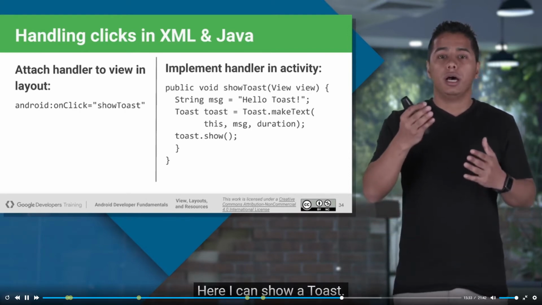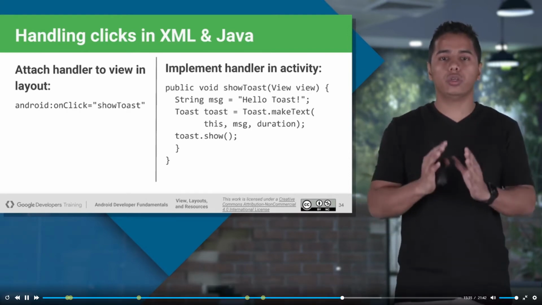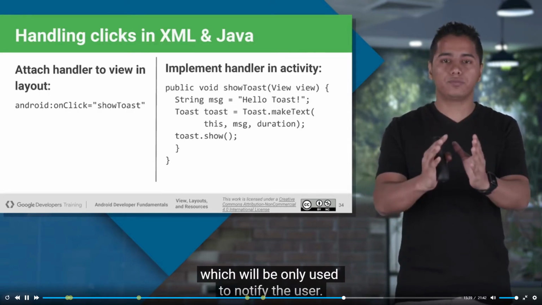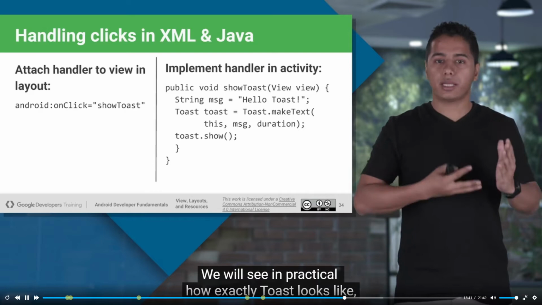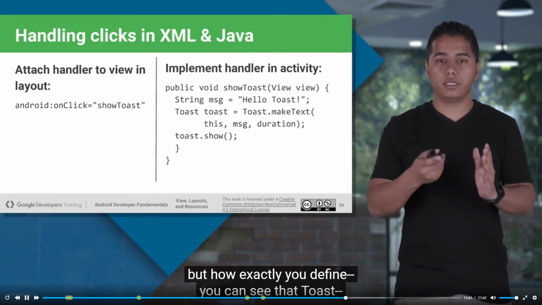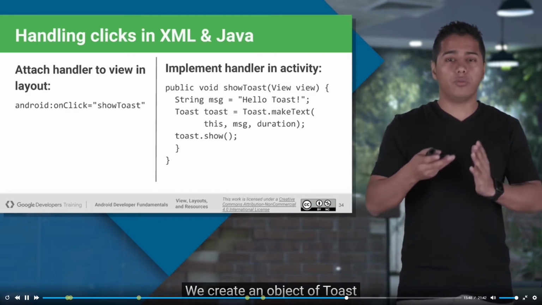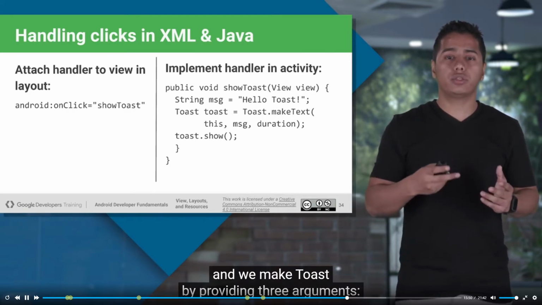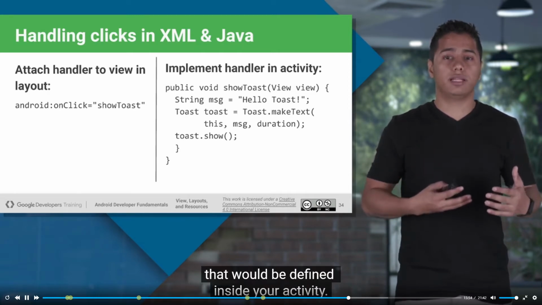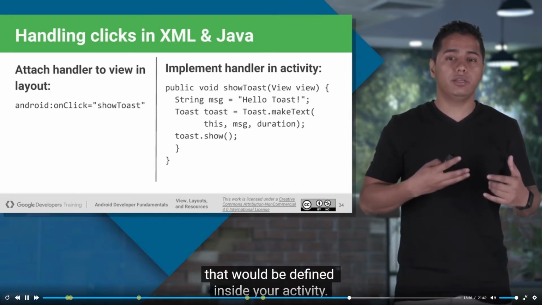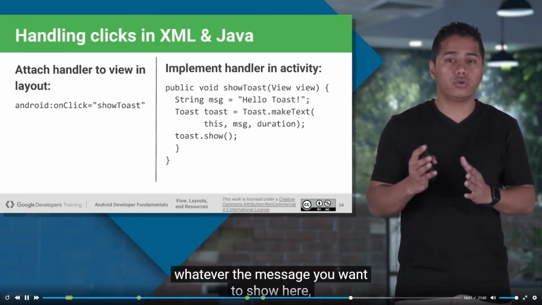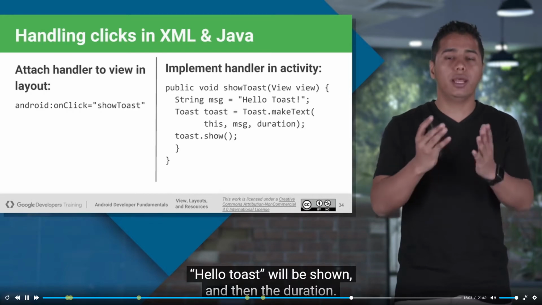So here I can show a toast. Toast is an interactive dialog box which will only be used to notify the user. We will see in practical how exactly a toast looks, but how exactly you define it: we create an object of Toast, and we make a toast by providing 3 arguments, by putting a context object that would be defined inside your activity, this, and then the message, whatever message you want to show. Here "hello toast" will be shown, and then the duration.